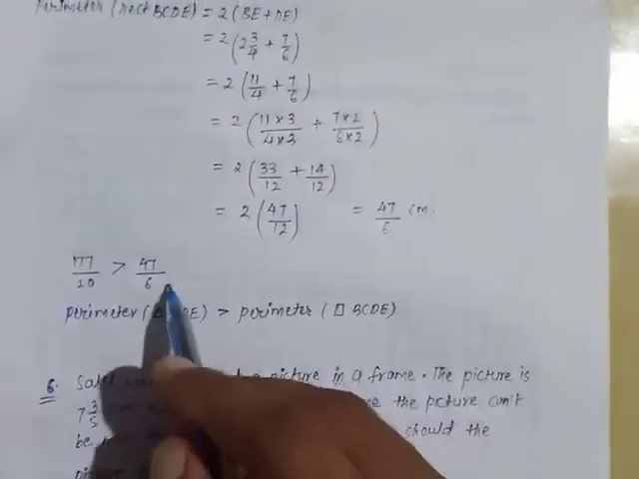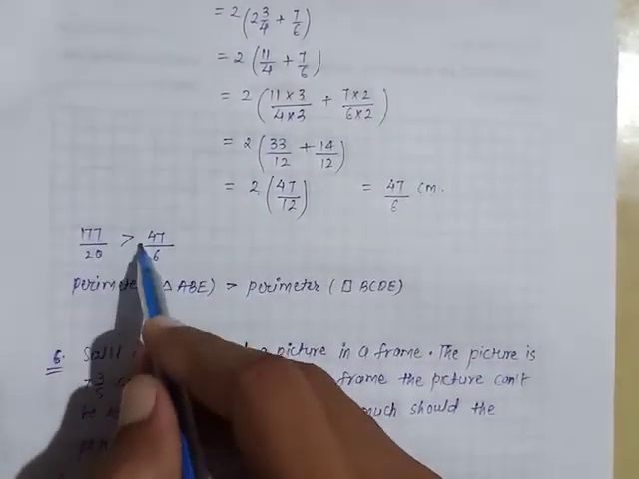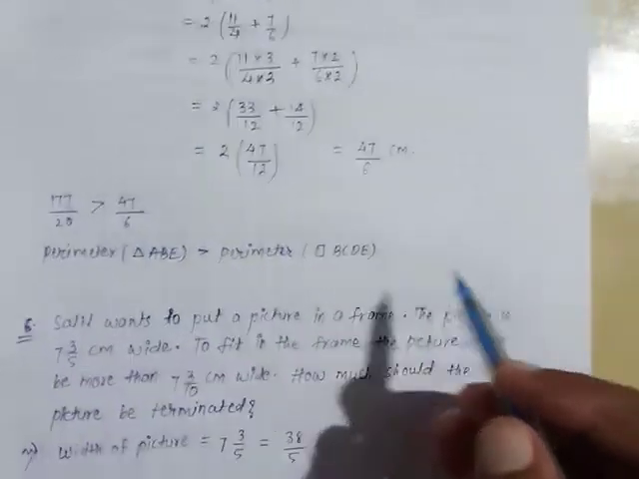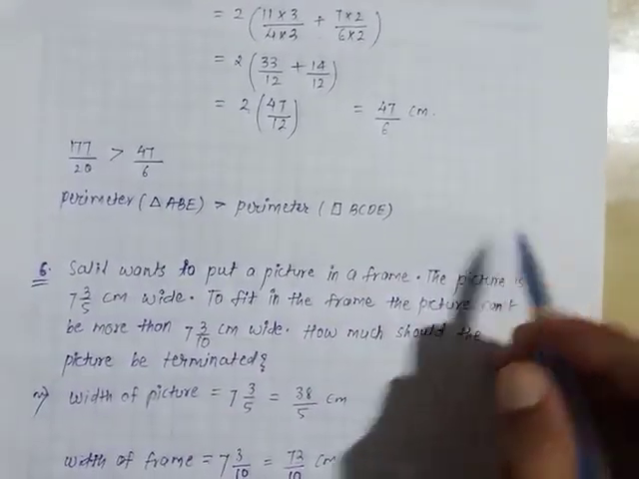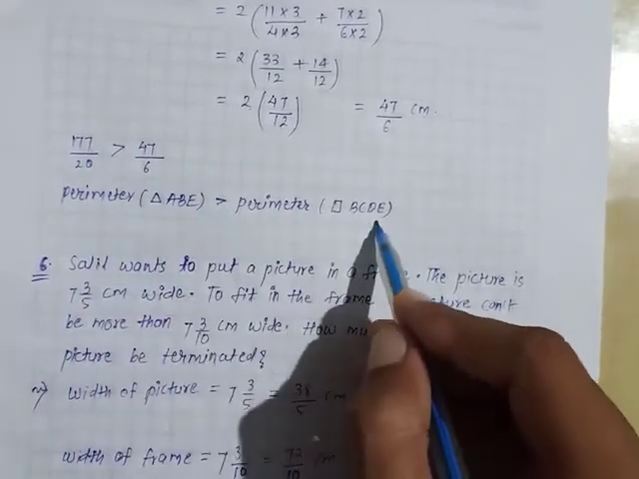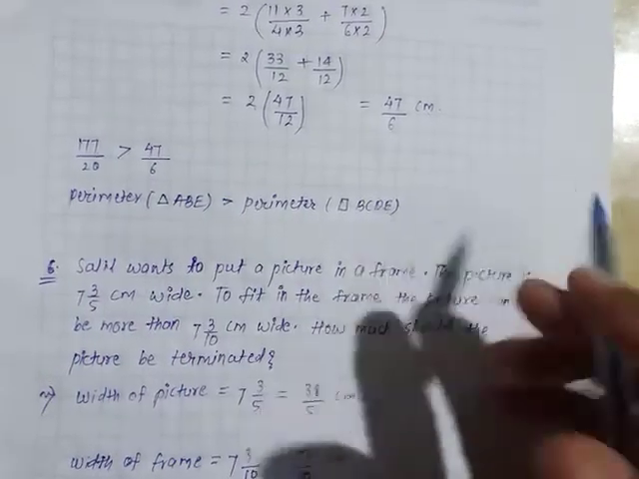So you can see that 177/20 is greater than 47/6. You can see it by dividing it. So we can say that the perimeter of triangle ABE is greater than the perimeter of rectangle BCDE.